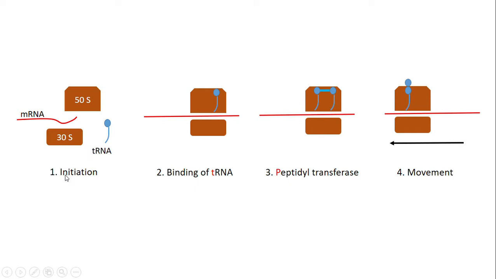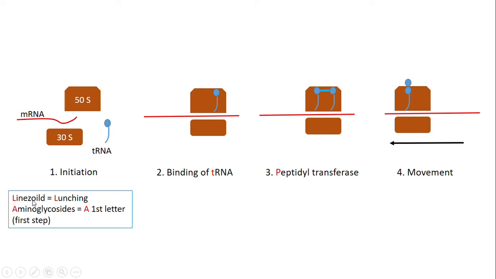The first step, or the initiation, is targeted by linezolid. So linezolid affects the launching or the initiation. Also by aminoglycosides. A is the first letter of the alphabet, so it affects the first step or the initiation. Then the binding of the tRNA is inhibited by the tetracyclines. So the T goes with the T.